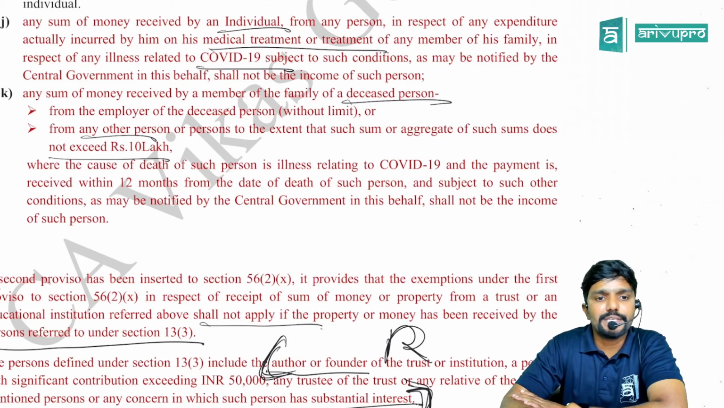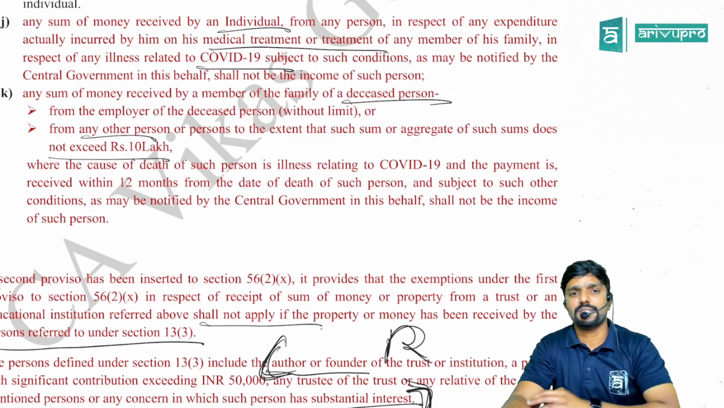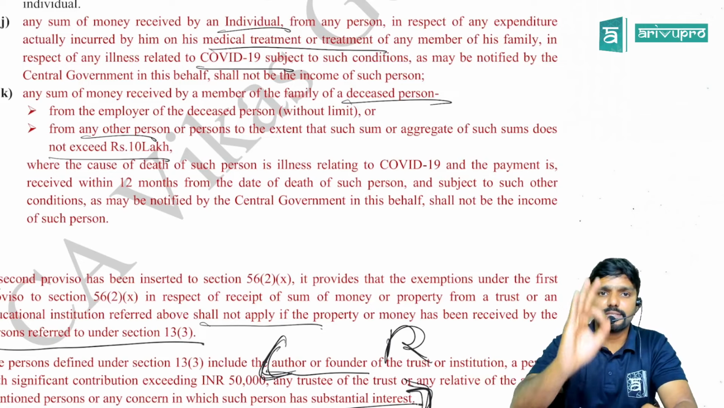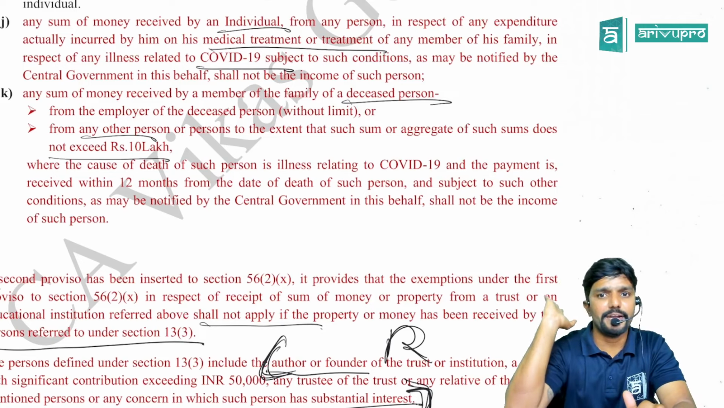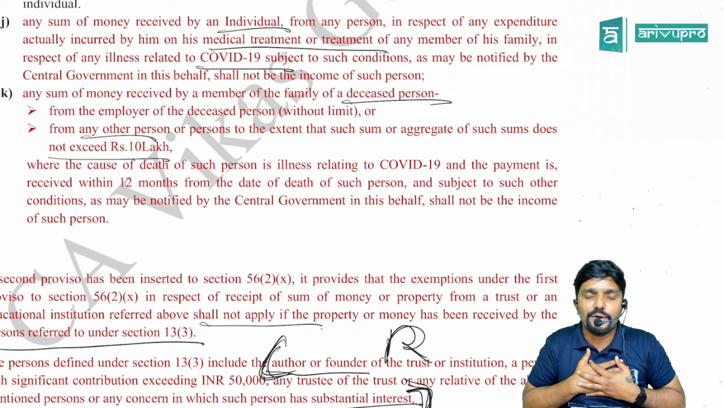Yeah, condition. Where the cause of death of such person is illness relating to COVID-19 and the payment is received within 12 months from the date of death of such person, and subject to such other conditions as may be notified by the central government in this behalf, it shall not be the income of such person. Shall not be the income means it will not be taxable. Okay. Condition is, yes, the death should be due to COVID-19 only. Sir, now I was tested positive, COVID-19 positive.